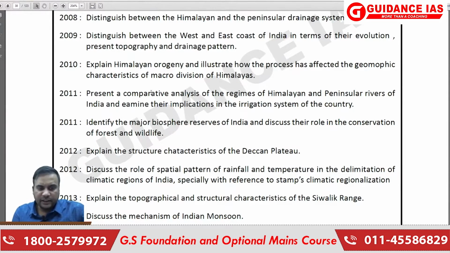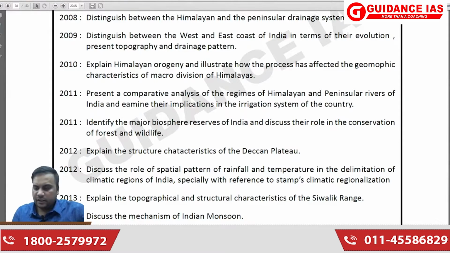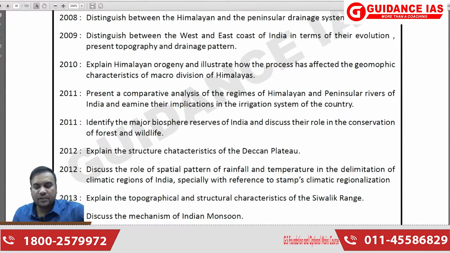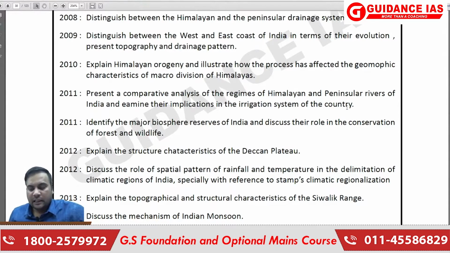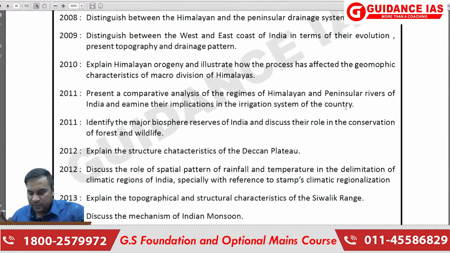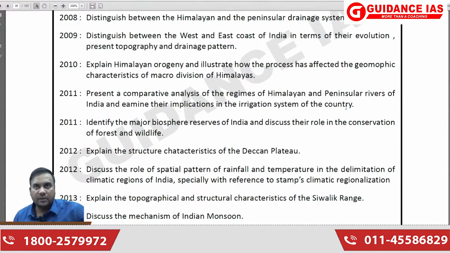Present a comparative analysis of the regimes of Himalayan and peninsular rivers of India. Okay, actually it should be: examine their implications in the irrigation system of the country. And I remember that year so many students had attempted this question to write, and you know, 90%, in fact when I am saying 90%, I am being conservative. It was actually much more than 90%.